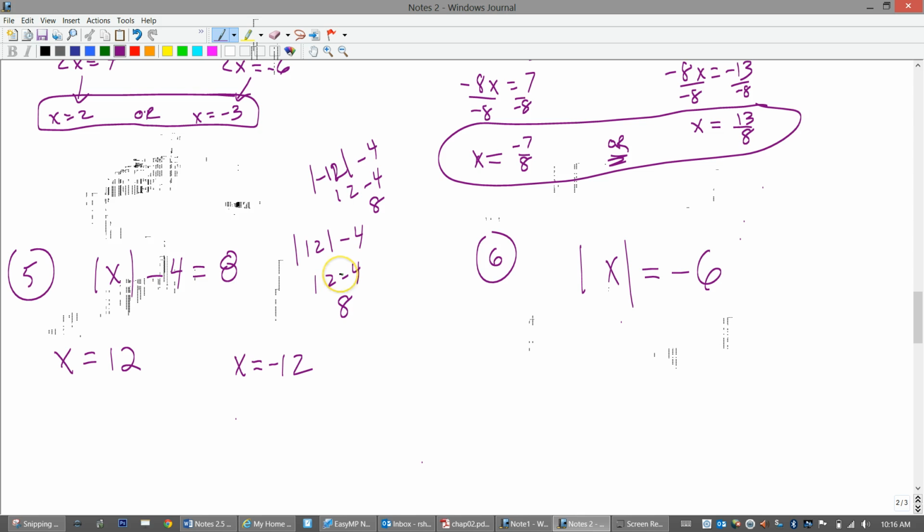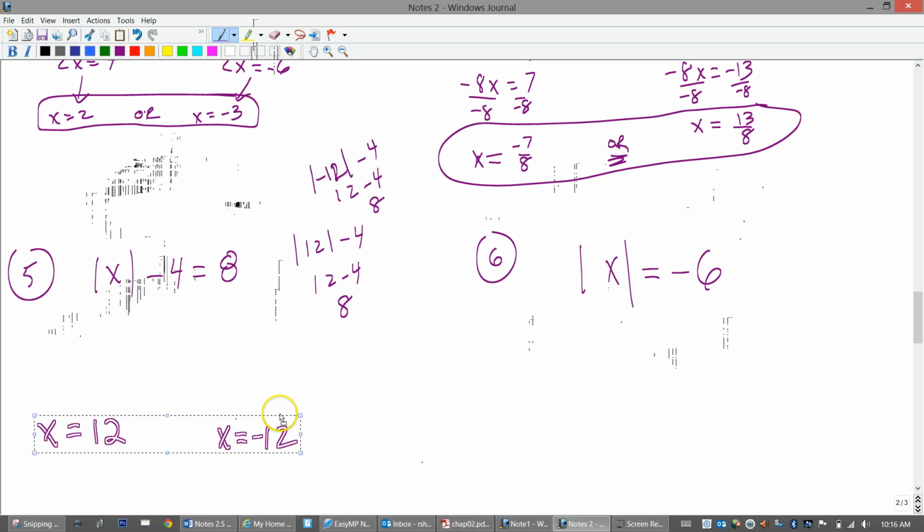So why is it sometimes not the same number as the negative? Depends on what the problem is. But how do you figure that out? How do you figure that out?